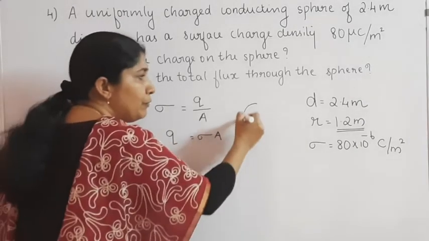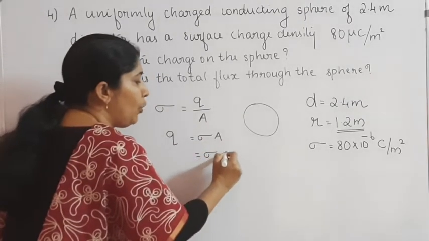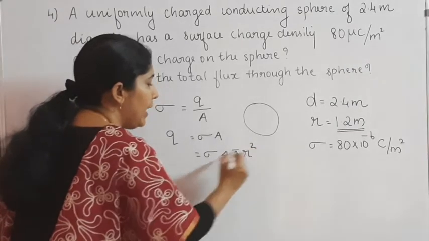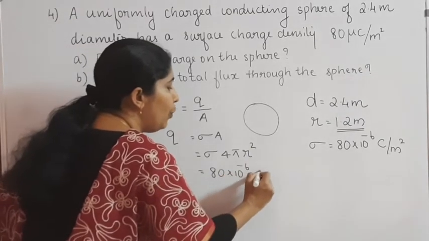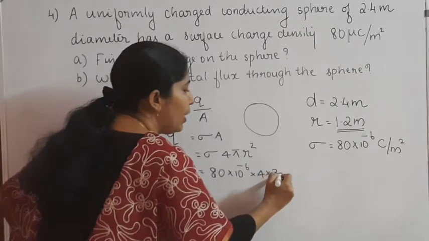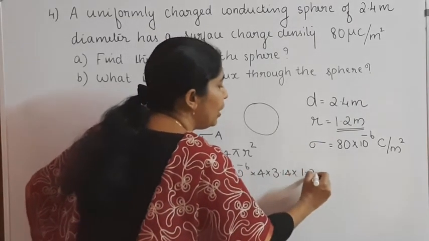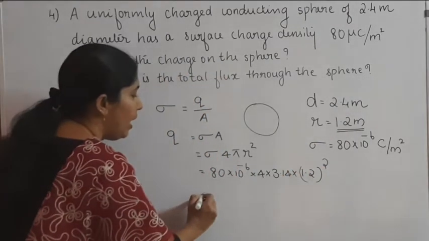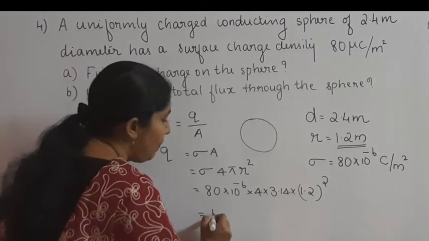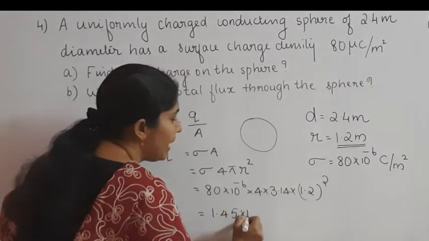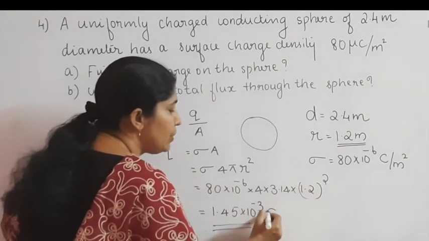What about the area of the sphere? Area of the sphere is equal to 4 pi r square. Therefore, sigma into 4 pi r square. Sigma is equal to 80 into 10 raised to minus 6 into 4 into pi is equal to 3.14 into r square. R is equal to 1.2, therefore 1.2 the whole square. Okay. On solving this, we get the answer as 1.45 into 10 raised to minus 3. Okay. What about the unit of charge? Unit of charge is coulomb.